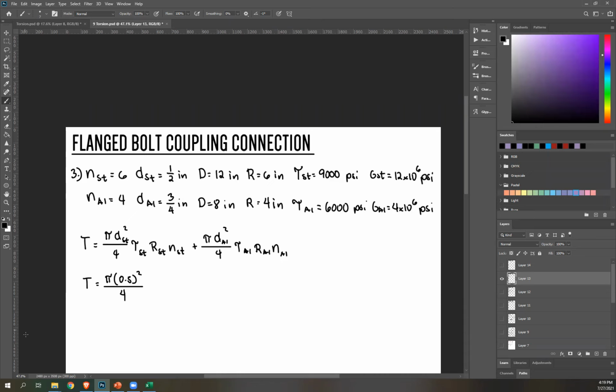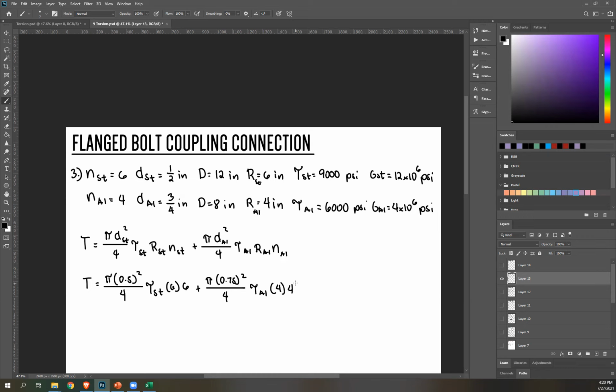So this will remain as a variable, shear stress of steel. R of steel is 6, and N of steel is also 6. Then let's continue on with our equation. Pi, the diameter of aluminum is 3/4, so that's 0.75 squared, right? And then over 4, shear stress of aluminum. R of aluminum is 4. N of aluminum is also 4.